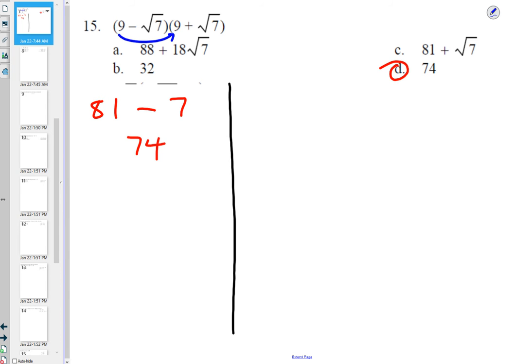9 times 9 is 81. 9 times square root of 7 is plus 9 square root of 7. I am now done with the 9. Negative square root of 7 times 9 is minus 9 square root of 7. And then for the second time in the last minute, what happens when you multiply a square root times itself?